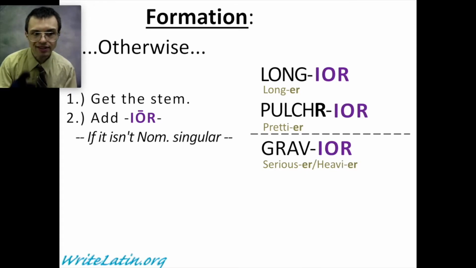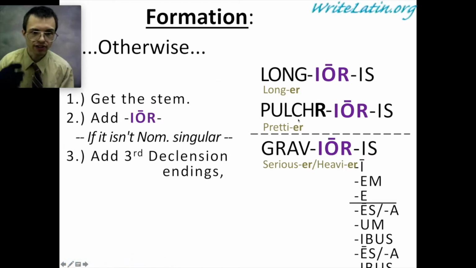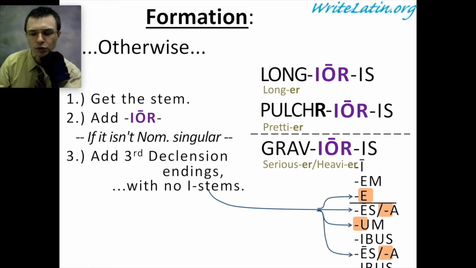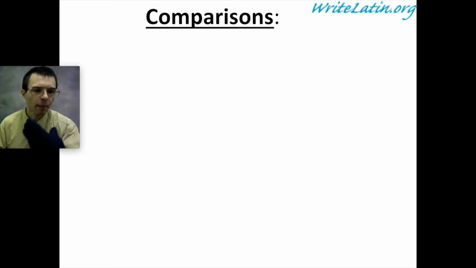And if it isn't nominative singular, like it's dative, for instance, then add third declension endings. And notice, if it's not nominative singular, then you make it long O. So gravioris, gravior, graviorem, graviore, and so on and so forth. Okay, so notice also there are no I stems there. Those are the four places that you might expect an I stem. Nothing. All right, so how do you use a comparative form in an actual comparison?